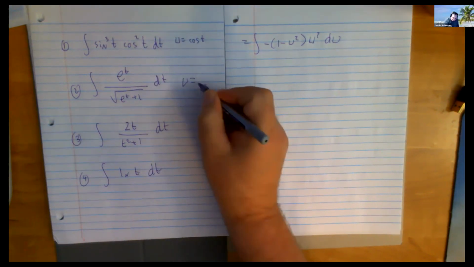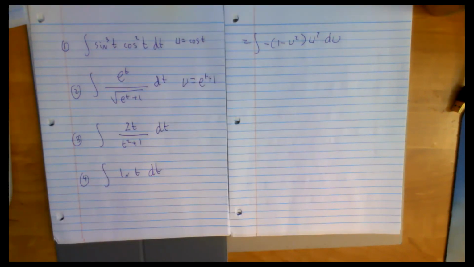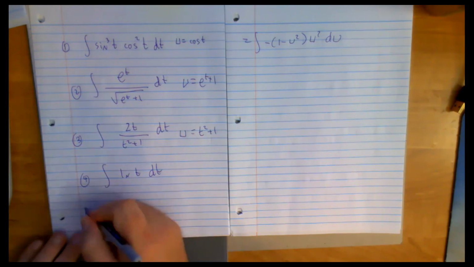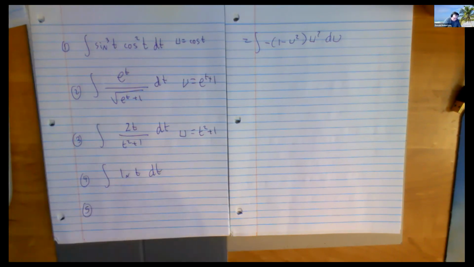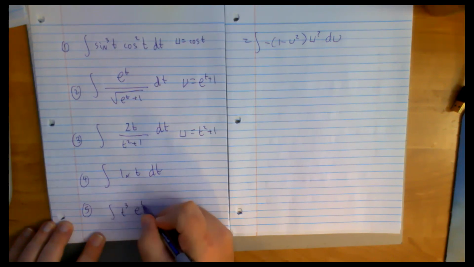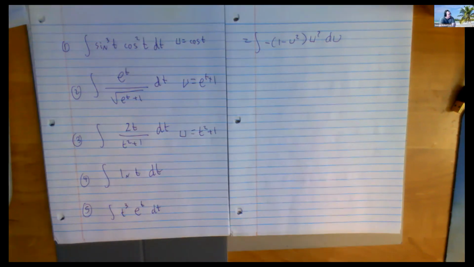What about this fella? U sub again, everything under the square root. So everything inside it, that one? Yep. e to the t plus 1. Okay. Would you agree this is another u sub? Yep. Right. Oh, I should put in another one because I seem to be doing a lot of u subs. There's a special one. Log t.